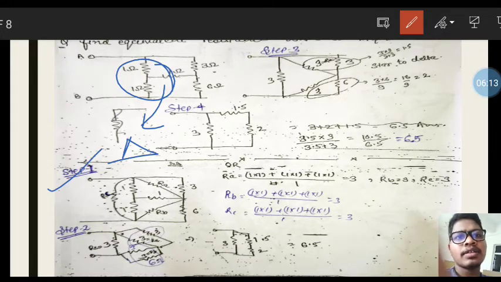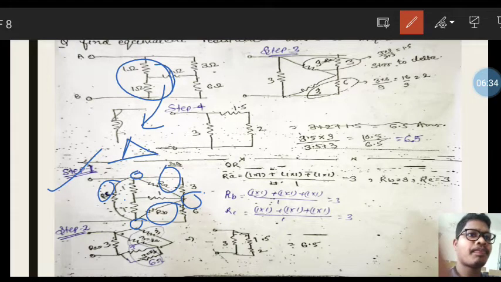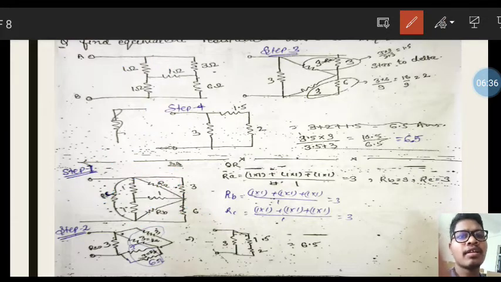First we need to convert this star network to a delta network. So what do we have to do? Convert this network. This is the resistance connected between this point and this point. This is RC resistance, and this point to this point RA resistance, and this point to this point RB resistance. So first we need to find the RA resistance.